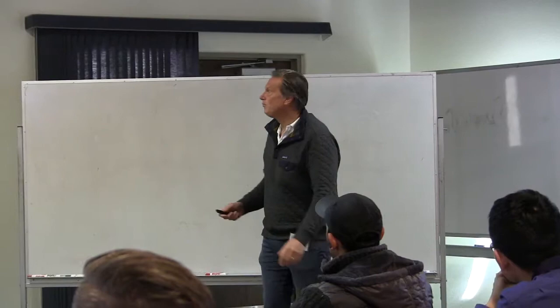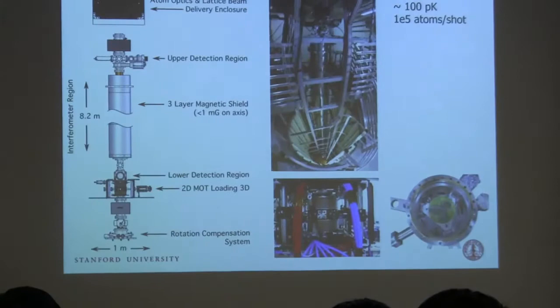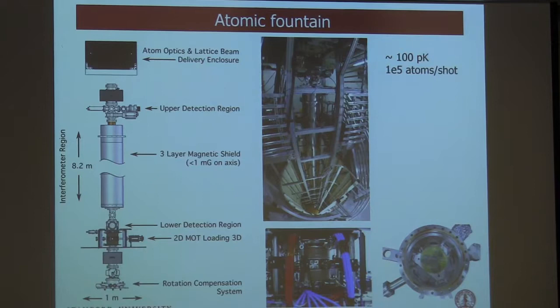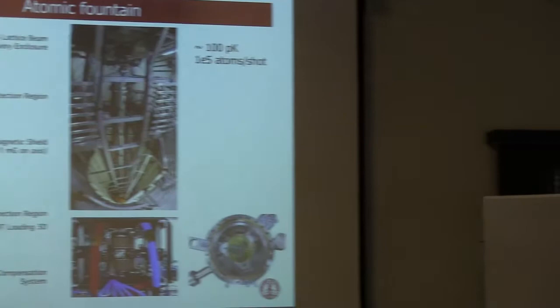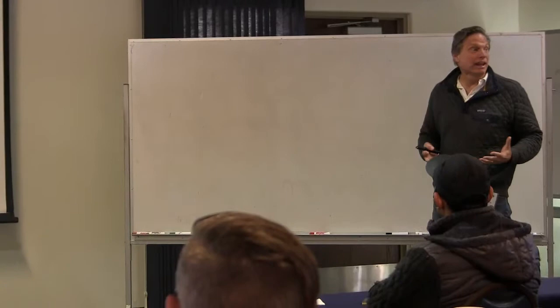Okay, so if you were thinking classically, you say the atom is the size of a golf ball. What is 54 centimeters of separation if the atom is the size of a golf ball? It's like sending the golf ball to the moon and back and then expecting to see some sort of interference. So it's not surprising that you need to have tight control over some of your experimental parameters. And so let me just take you through some of the experimental details.